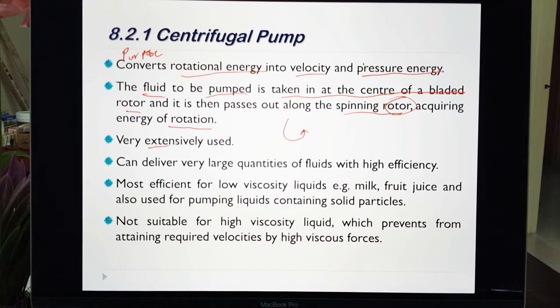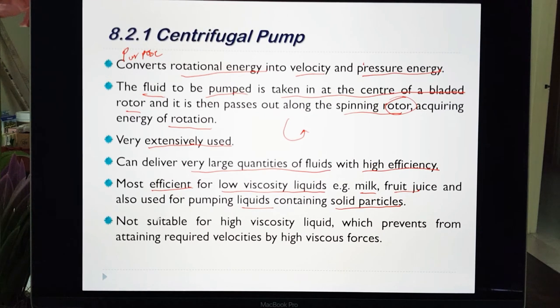Centrifugal pumps are extensively used in various industries because they are robust. They can deliver very large quantities of fluid with high efficiency. However, the centrifugal pump is most efficient for low viscosity fluids. It can transfer food products such as milk and fruit juice, and it can also pump liquids containing solid particles, for example the pulp of the fruits inside fruit juice. Some other pumps are not able to transport liquid containing solid particles because it would damage their impeller or the system.